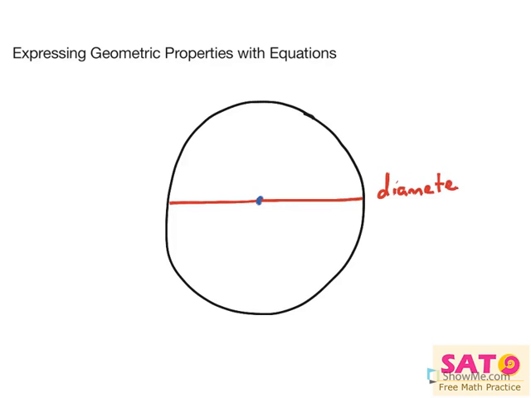And half a diameter, which would be just this part, everything from either the left side or the right side, that would be the radius. Now, some other parts are chords, which extend from one point of the circle to another point. And this would be a chord.